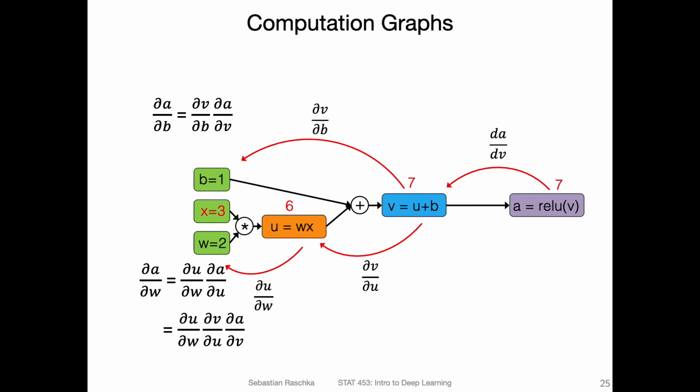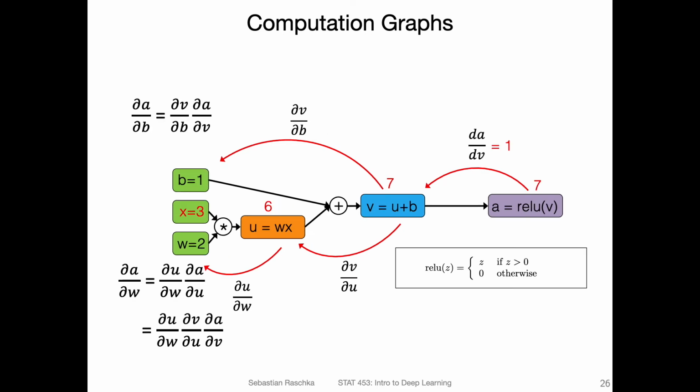Yeah, let's now take a look at a concrete example with some actual numbers. So assume the bias unit is 1, the weights are 2, and we have an input of 3. So the intermediate value U would be then 6, right? Because 2 times 3 is 6, and then 6 plus 1 is 7. And for the ReLU function, because it's positive, it's an identity function, so it's also 7.